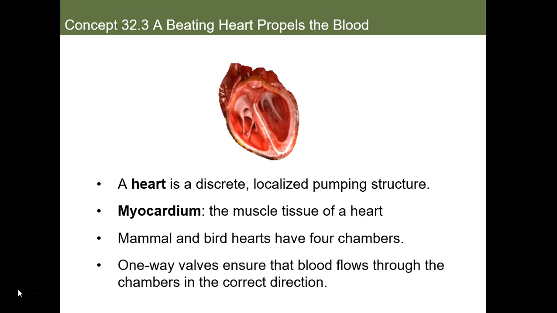Next, we're going to talk about the heart. I want you to know the flow of blood through the heart for the final exam. A heart is a discrete, localized pumping structure. Myocardium is the muscle tissue of the heart. Mammals and birds have 4 chambers with one-way valves to ensure that blood flows in the correct direction through the chambers.